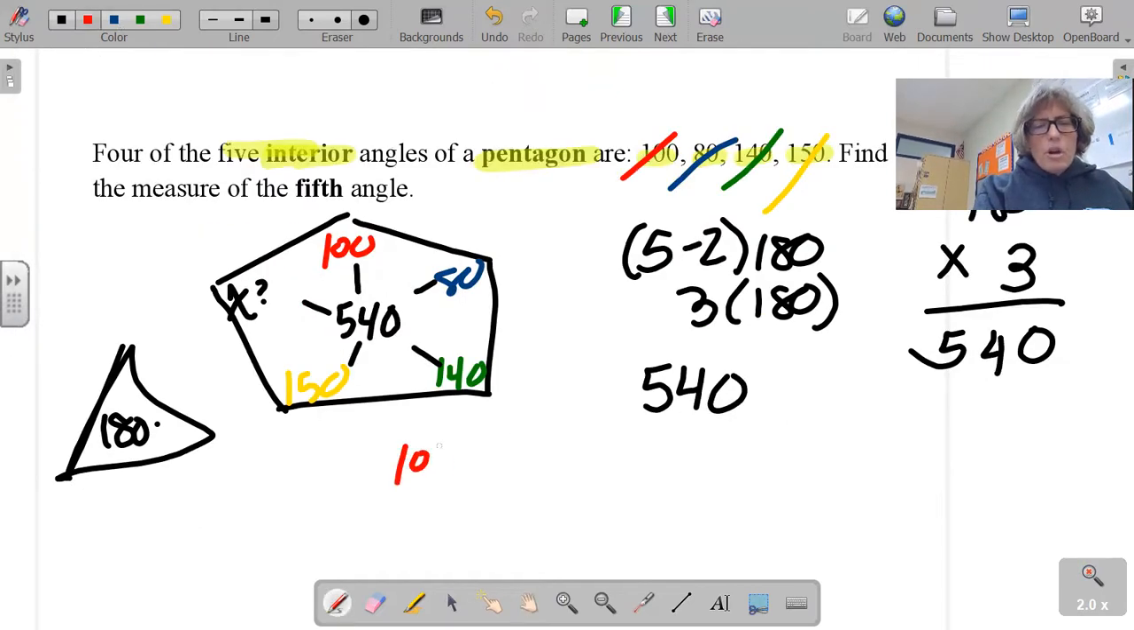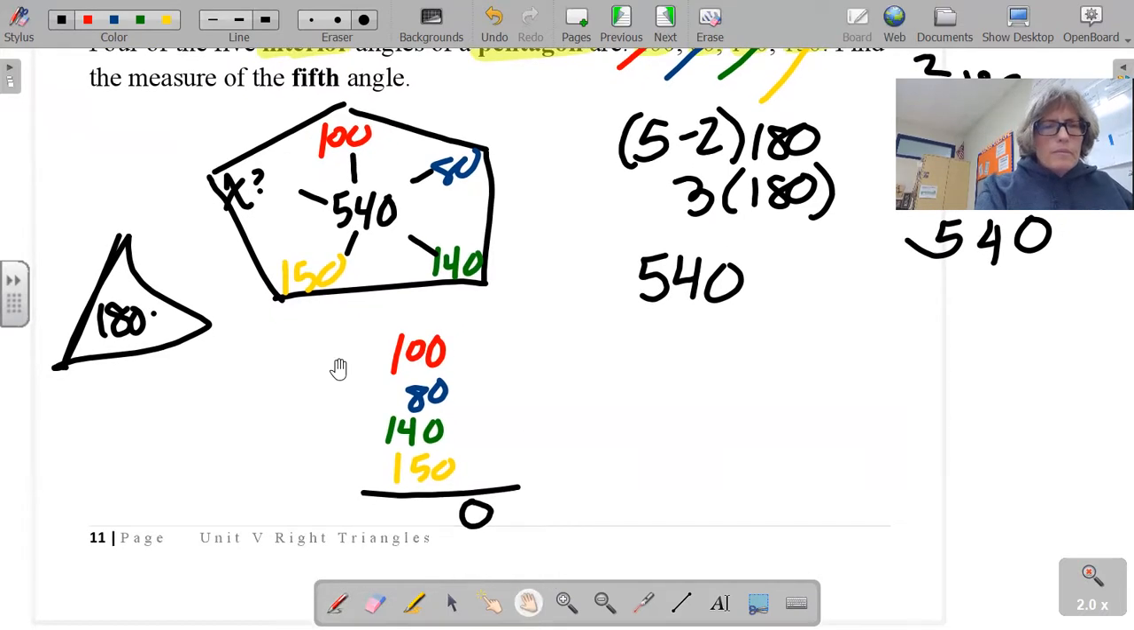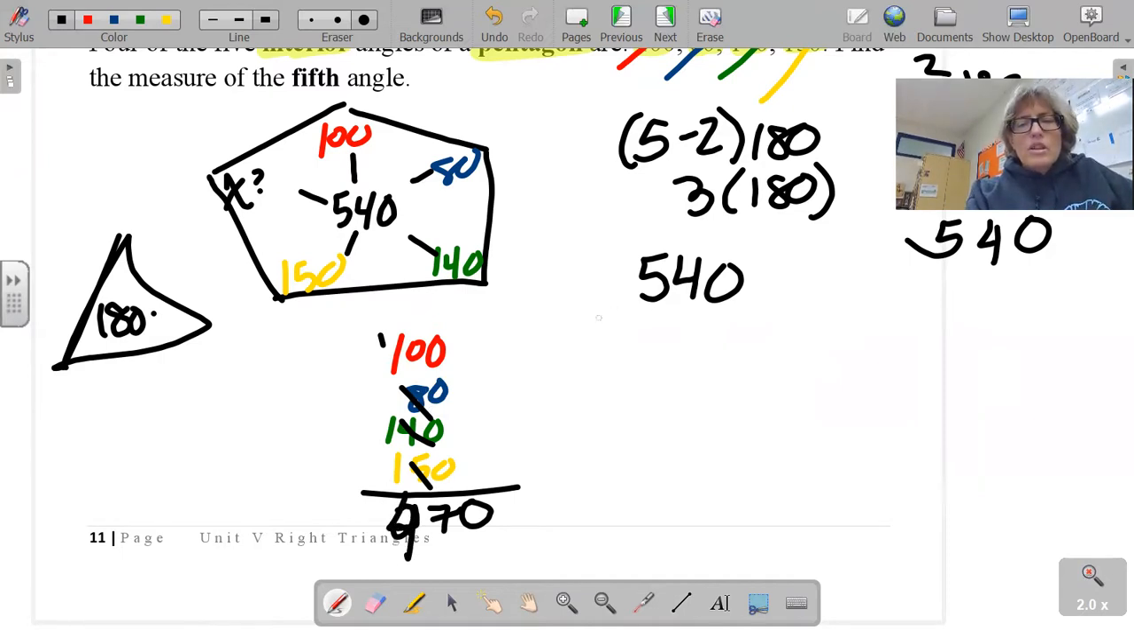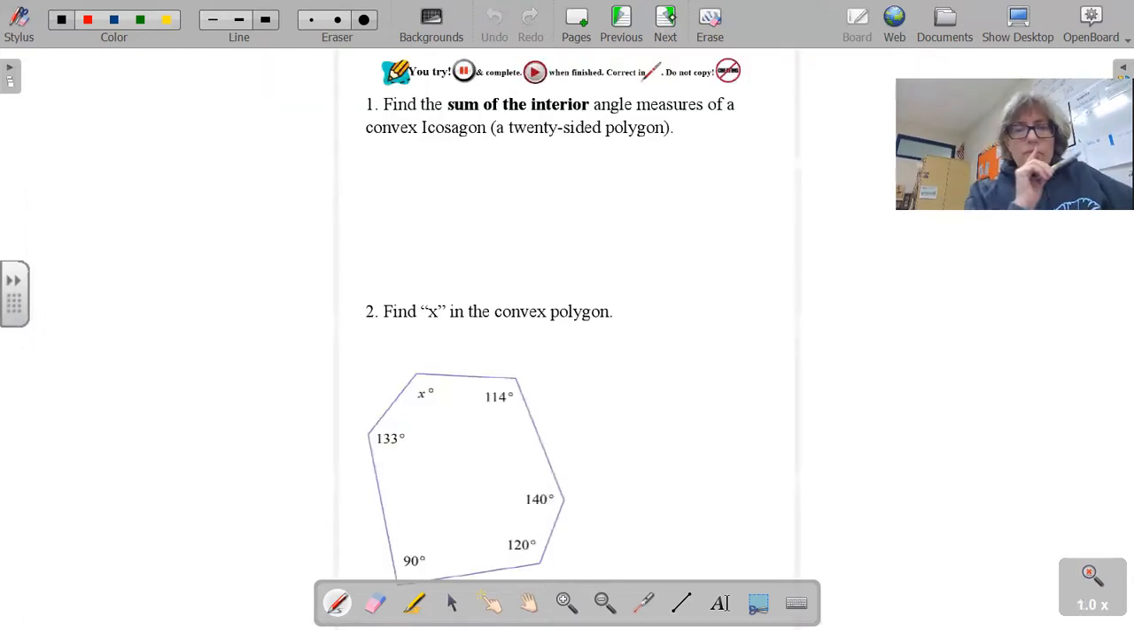But we have here 100, 80, 140, and 150. That's 0, 12, 17... So this is 540 minus 470. There, that's 70. So the last angle is 70. These 3 you're going to do on your own. Pause the video, then get a red pen and restart.